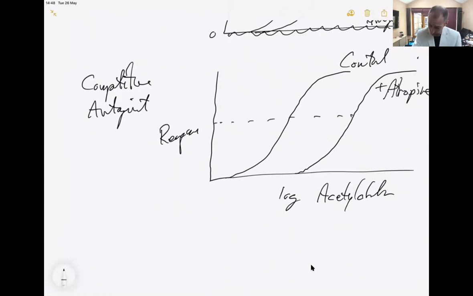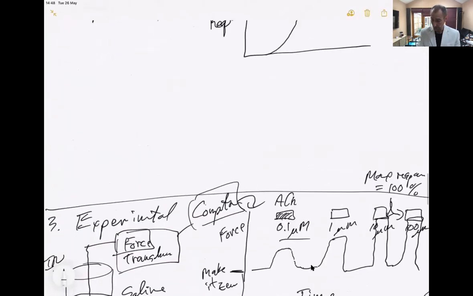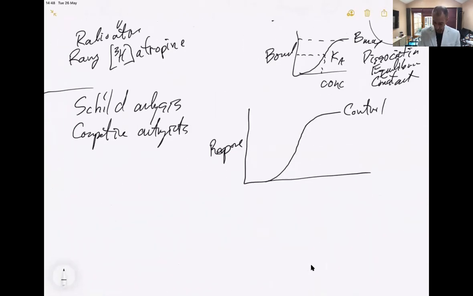So if this is our 50%, we've shifted the EC50 to a higher amount. Remember, the lower the number for EC50, the more potent something is. You need less of a concentration to hit the same response, in this case, 50%. So this is shifting the curve. What's really cool is we can quantify that shift in the curve, and that's what Schild did. So if I come back here, and I will erase some of this.